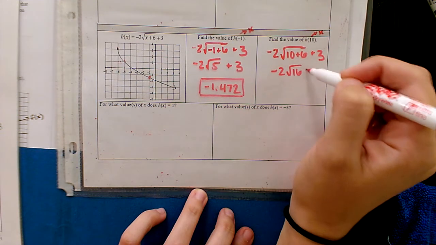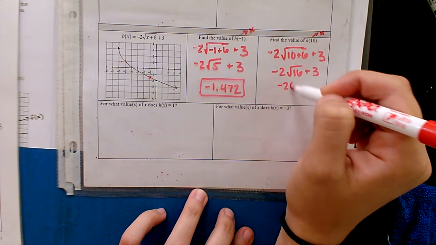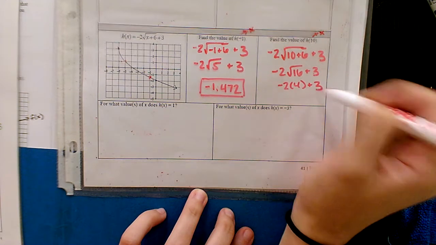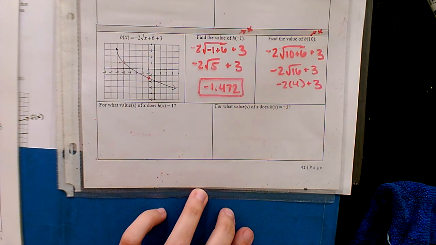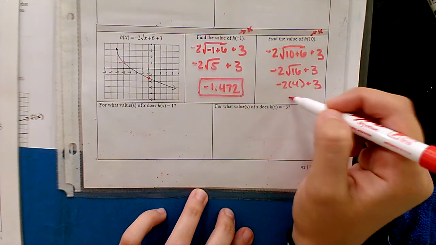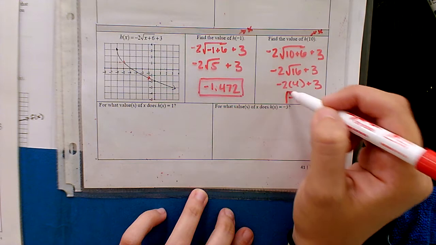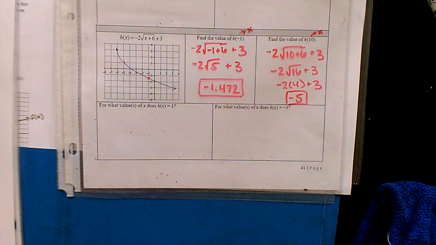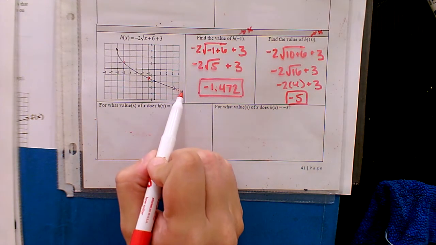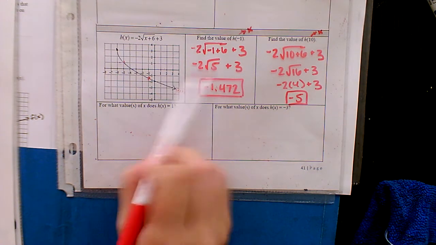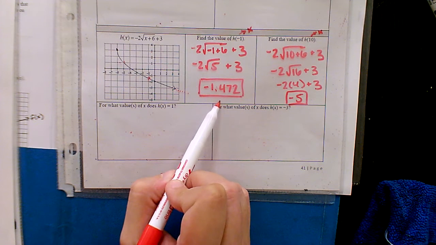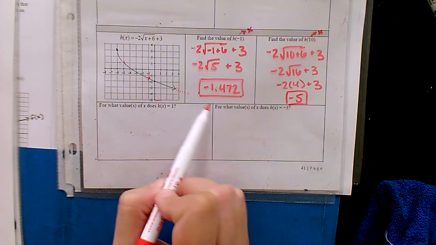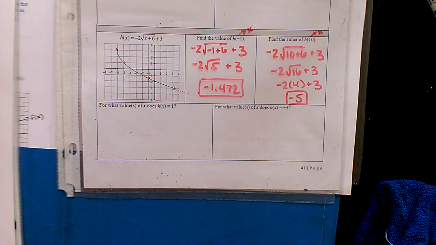So square root of 16 is 4, times -2 is -8, plus 3, -5. Okay. So even though graphically we can't see the point, I would say this kind of makes sense. If you were to extend that graph, it looks like if we went out to -10, it would go down to somewhere around -5. Okay, looks good.